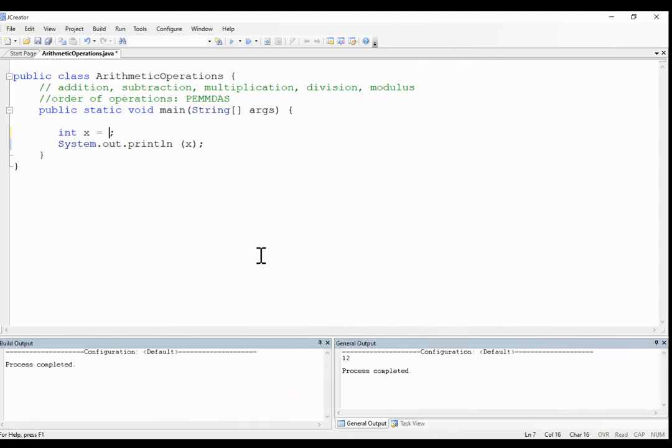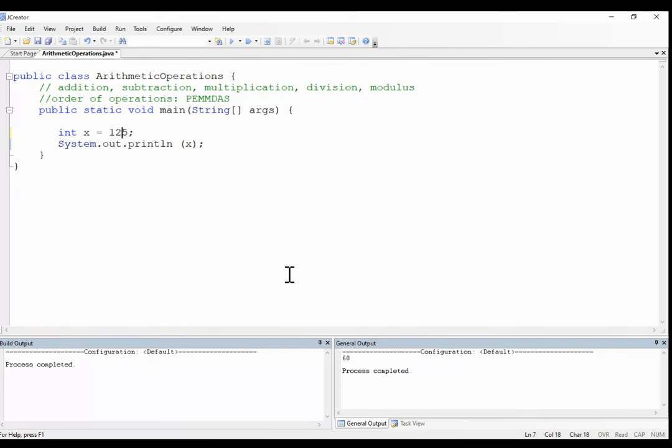Now, what about subtraction? So if I want to subtract, say, 5 from 12, the difference is, of course, 7. Okay, and then we have also the multiplication. For multiplication in programming, we use the asterisk. So asterisk refers to multiplication. So 12 times 5 is 60. So 60 will be saved in the variable x.